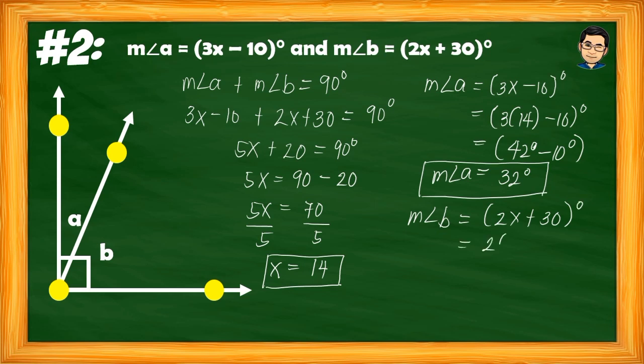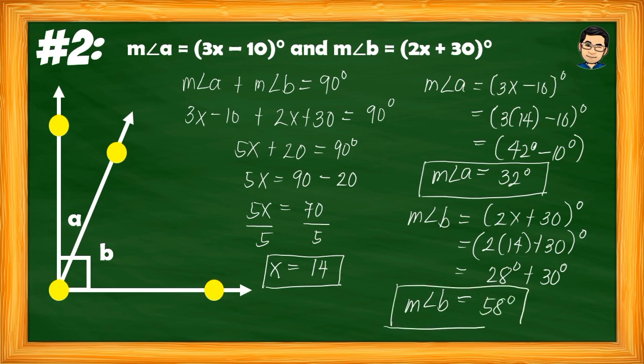So, 2 times 14 plus 30. So, 2 times 14 is 28 degrees plus 30 degrees. So, 28 plus 30 degrees is 58. So, the measure of angle B is equal to 58 degrees. Now, to check if the measure of angle A and measure of angle B are complementary, you just add 32 and 58 degrees, which will give us a sum of 90 degrees.